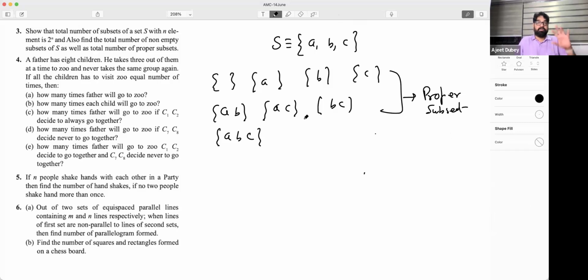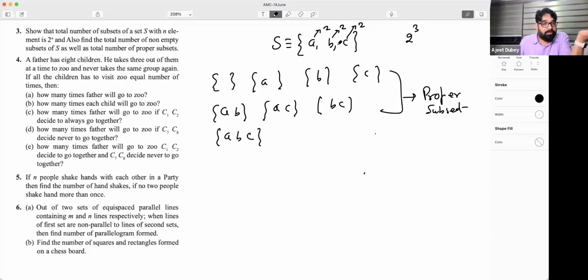See, number of subsets means what? How will we form the number of subsets? Think carefully. A may go or may not go. There are 2 choices for A. B may go or may not go, 2 choices for B. C may go or may not go, 2 choices for this. I'm just taking this example. After that, I will come to this question. So the number of subsets will be 2 power 3, that is 8. You can count also: 1, 2, 3, 4, 5, 6, 7, 8.